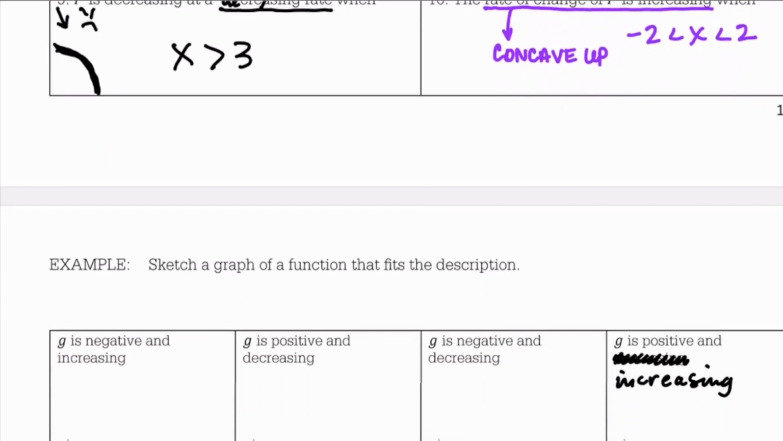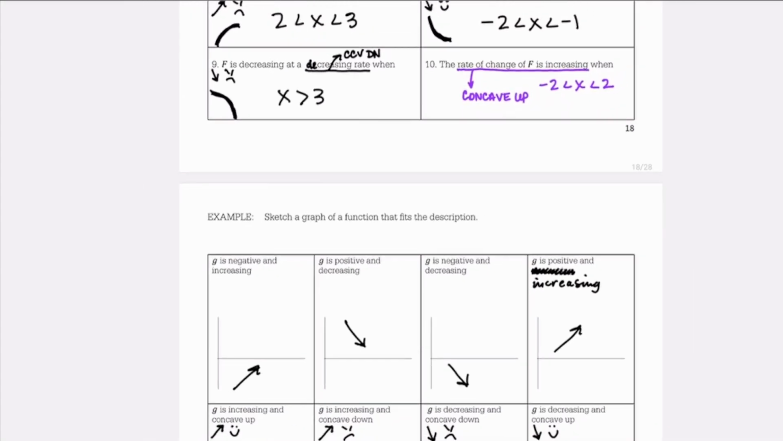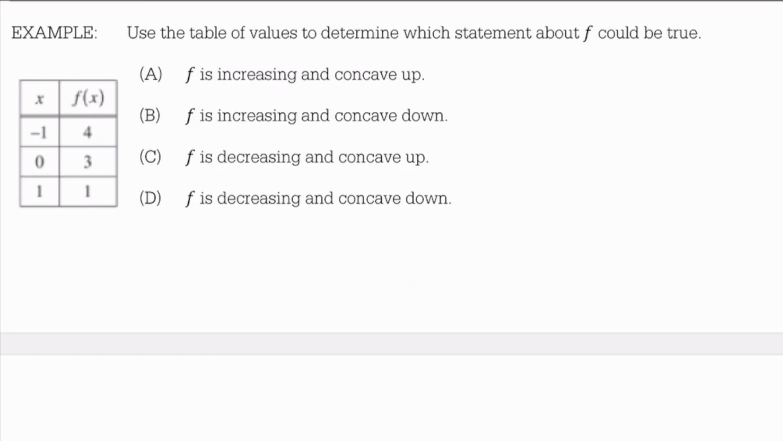All right. Okay, we already did these. We sketched the graphs of functions that fit those descriptions. All right, so the last thing we have to do here is apply the same principles to some tables of values. So we're going to use the table of values to determine which statement about f could be true. And this is a very simplified situation here, but I think that this is all I need to show you. I think you'll be able to replicate this with other tables, other situations.